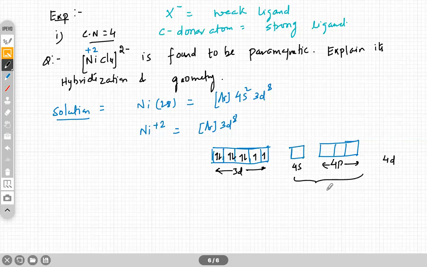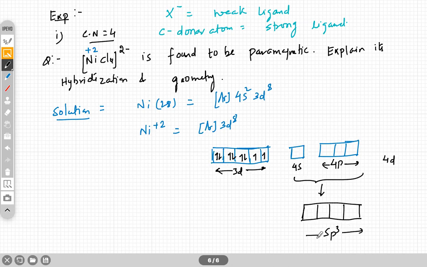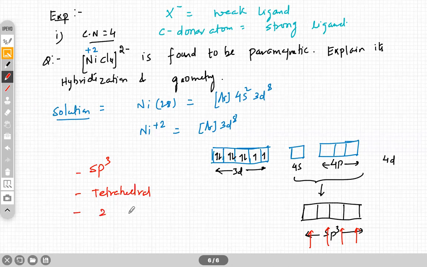So what happens is these 4 empty orbitals go under hybridization before the bonding. It forms 4 sp3 hybrid orbitals in which the 4 chlorine atoms donate their electron pairs. The ligand donates its electron pair and makes a coordinate bond with the metal. Obviously, the hybridization is sp3, and the geometry is tetrahedral. There are two unpaired electrons, and hence the molecule is paramagnetic, which is also given in the question. Cl- is a weak ligand, so there is no pairing against Hund's rule.